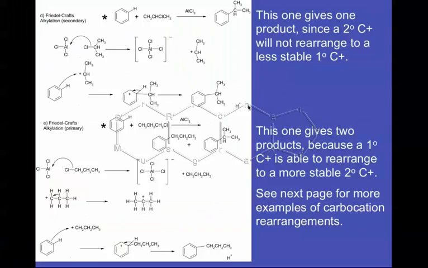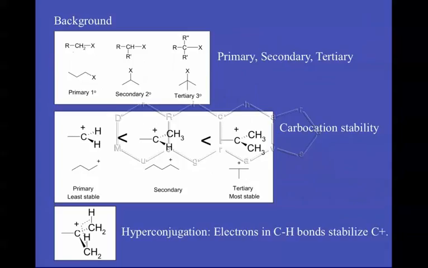Right, we're going to look now at the Friedel-Crafts alkylation reaction, and that's when we use an alkyl halide in the presence of a Lewis acid to put an alkyl group on a benzene ring. And before we do that, we'll have to have a bit of a refresher on the stability of carbocations.